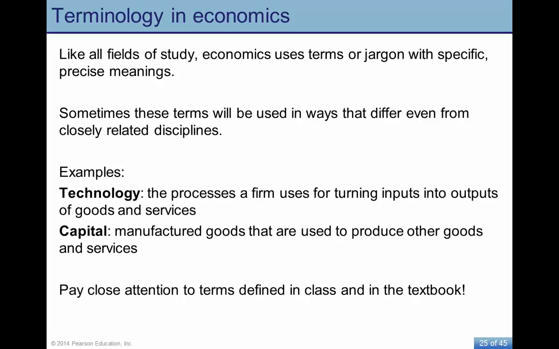Examples: technology, the processes a firm uses for turning inputs into outputs of goods and services. Capital, manufactured goods that are used to produce other goods and services. Pay close attention to terms defined in class and in the textbook.